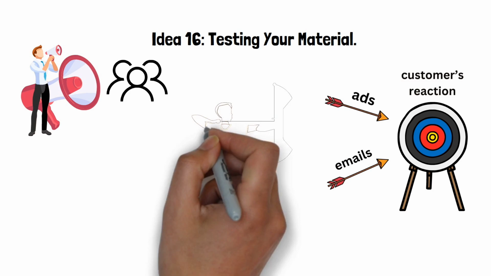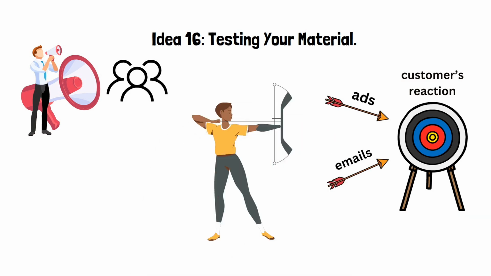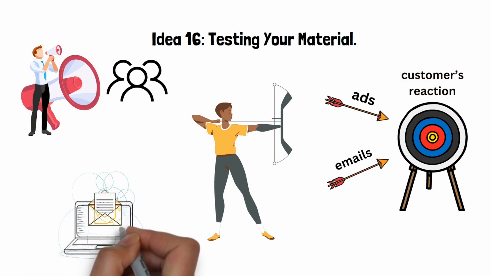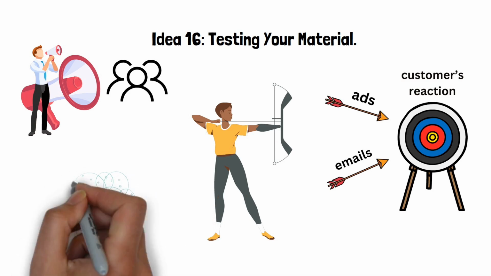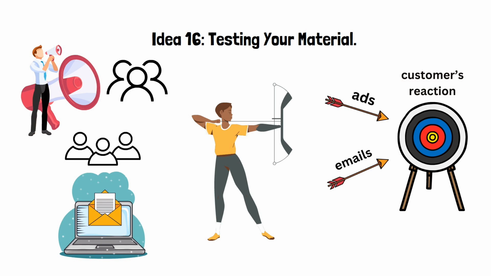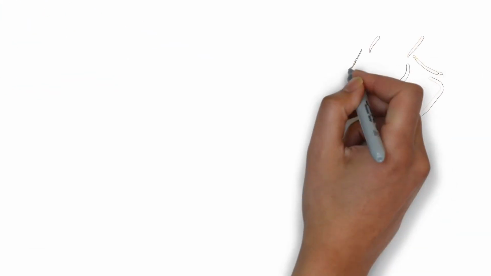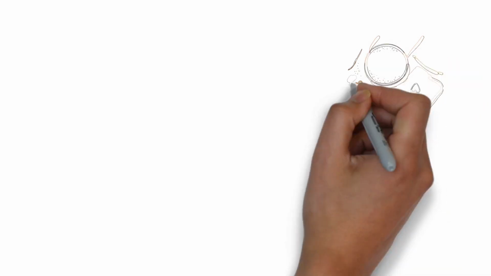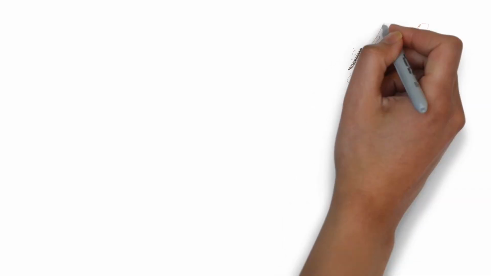Instead of just guessing where to aim, you try different angles until you find the sweet spot. You send out different versions of your ads or emails to small groups of your audience. Watch closely to see which version gets the best reaction, like more clicks or sales. This is like finding which arrow flies the straightest and making all your other arrows just like that one.